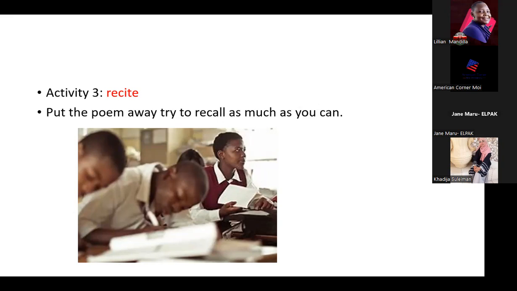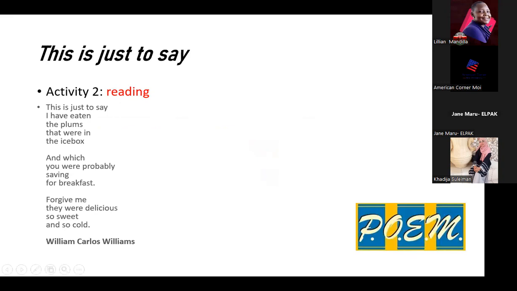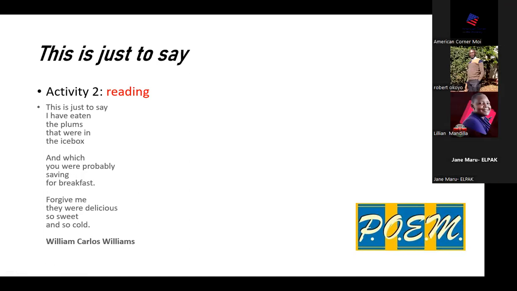Okay, let's go back. So we had someone who remembered what they ate. These are the plums. Of course, they were in the icebox. The person was saving them for breakfast. They were delicious, so sweet, and so cold. Good job, everyone. Thank you so much for that.